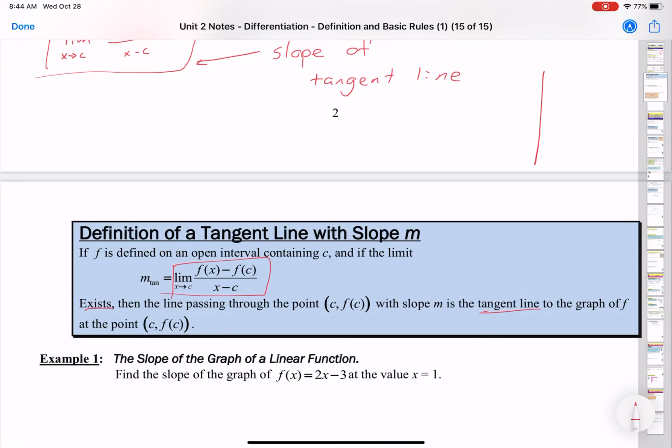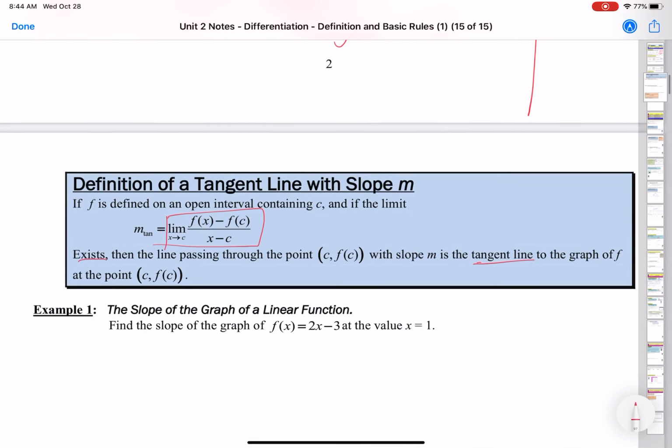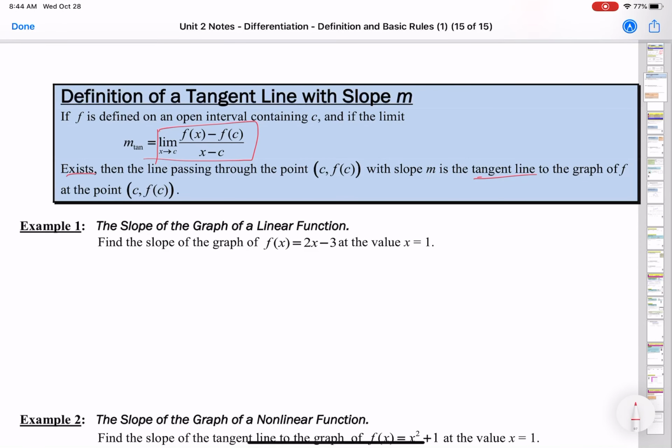So in example 1, it says the slope of the graph of a linear function. Well, this is super easy to do because this is already a line. This is y equals mx plus b. So we actually already know the slope. The slope here is just 2. The slope is 2 because it's a linear function. It doesn't matter what the x-coordinate is. A line has the same slope everywhere. So the slope here is 2.